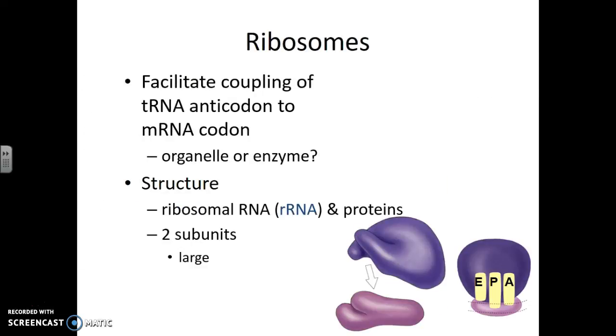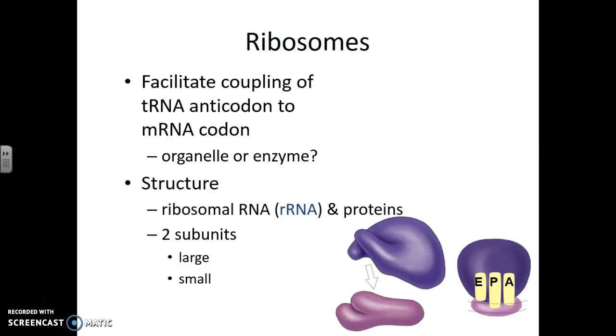So first of all, the ribosome itself has a structure. The ribosome is composed of two subunits, a large subunit and a small subunit. And these subunits are made up of ribosomal RNA and proteins. And again, the job of the ribosome is to facilitate or help the coupling, or the bringing together, of a tRNA carrying the correct amino acid and the mRNA codon that's on the mRNA strand.